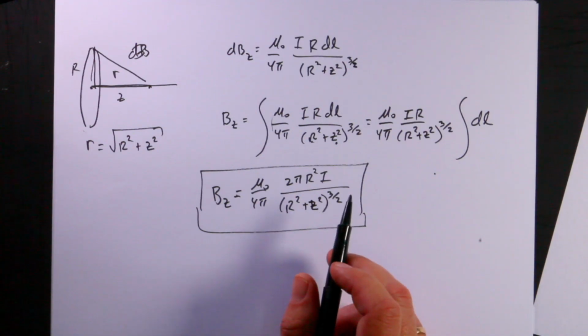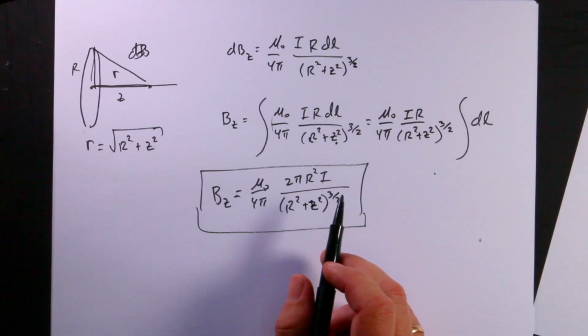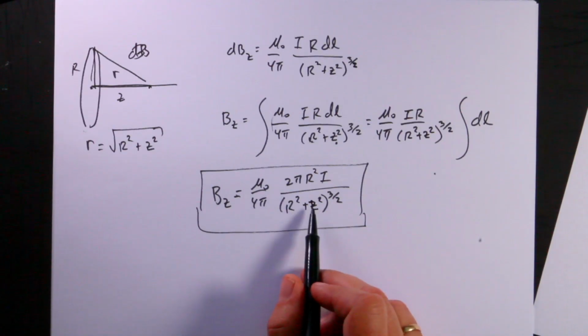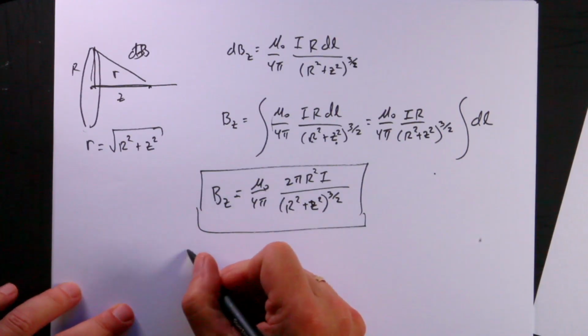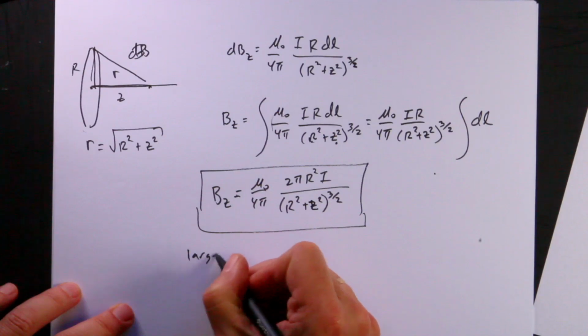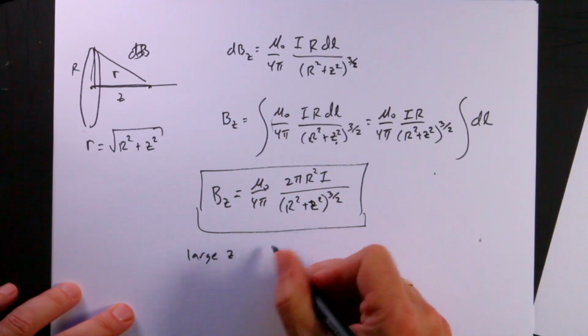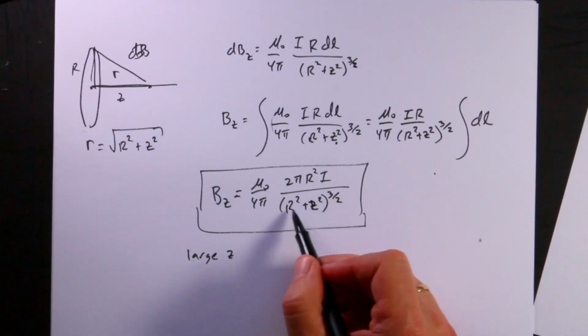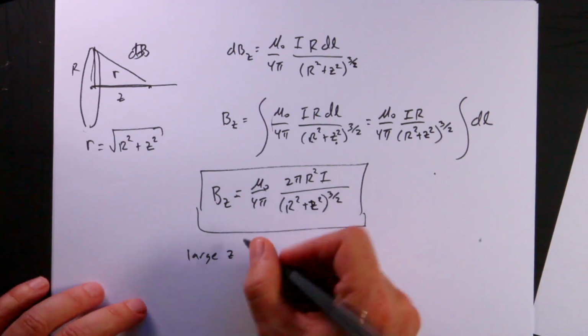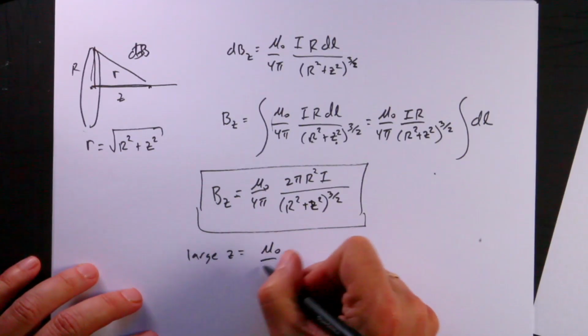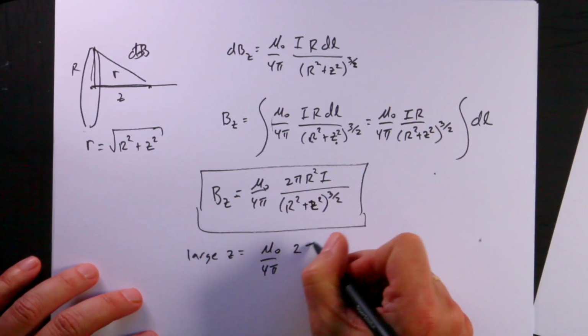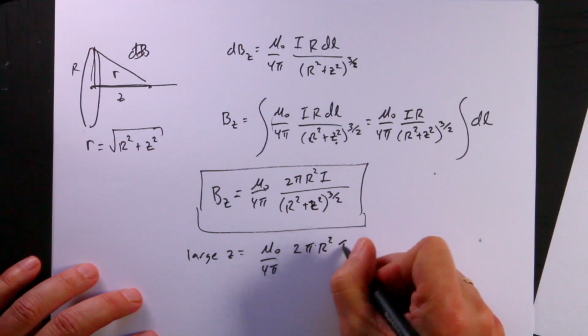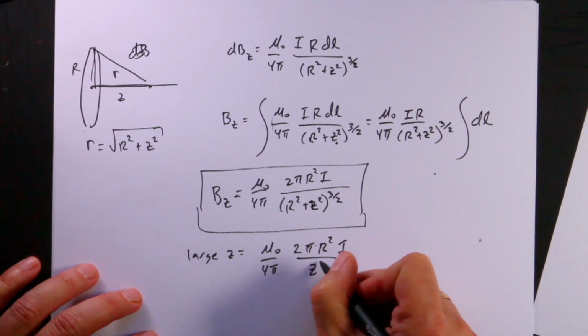I feel like we want to look at the limit of z very large. So if z is very large compared to r, then for large z, the term on the bottom is z squared to the 3/2, or z cubed, and that r term is insignificant. So now I get mu naught over 4 pi, 2 pi r squared I over z cubed.